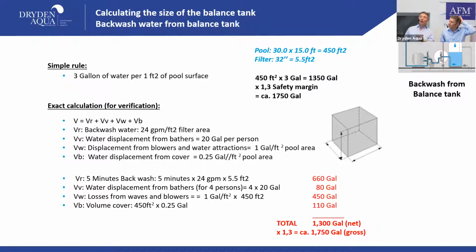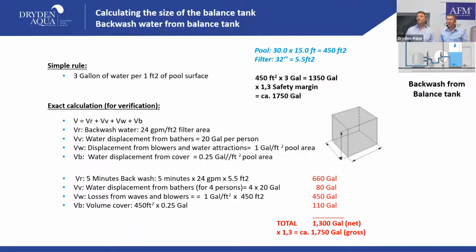The important one is the first one, the water that you need to backwash your filter. And you see, it's 50%. This means you can make your balance tank 600 gallons smaller, and this is a significant amount of money.